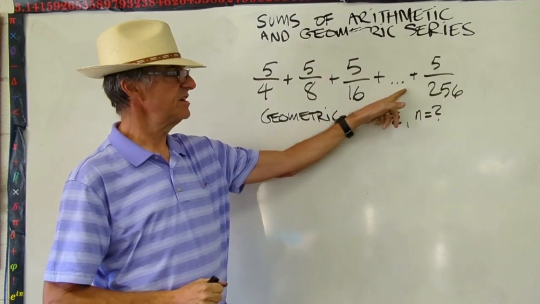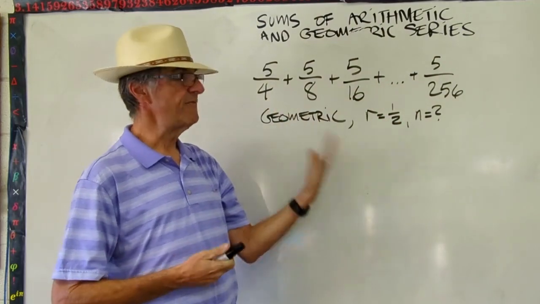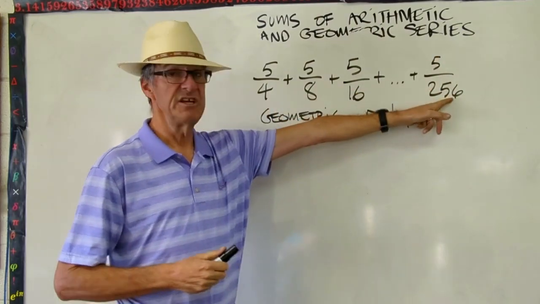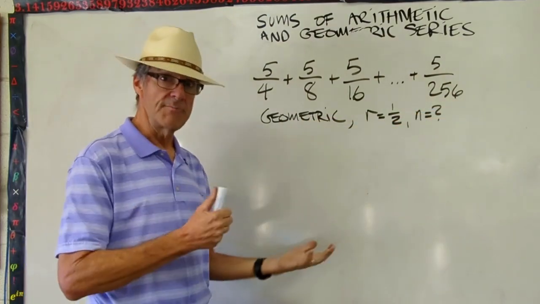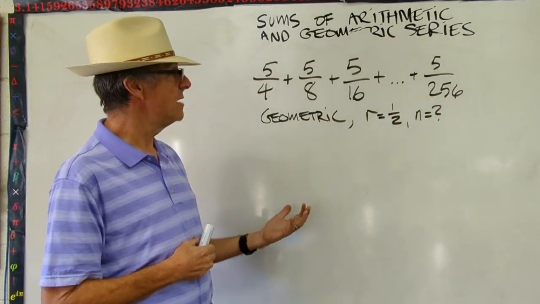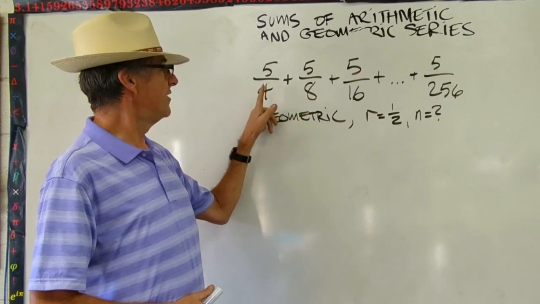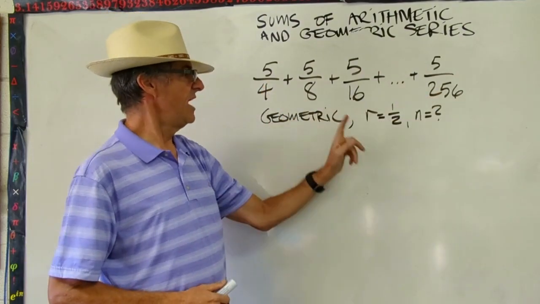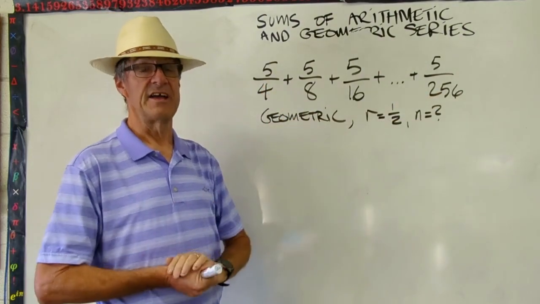We have this ellipsis in here. We know we've multiplied by 1/2 a bunch of times to get all the way up to here. So we had a trick from a couple previous lessons where we can find the number of terms if you know the first term, the last term, and r. So go ahead and do that.